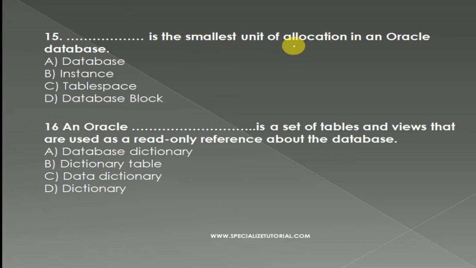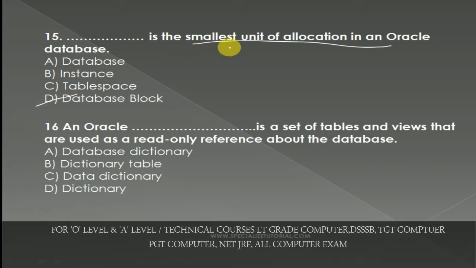What is the smallest unit of allocation in the Oracle database? Options are instance, table space and database block. So the database block is the smallest unit of allocation of an Oracle database. This is the right answer. Now take question number 16.